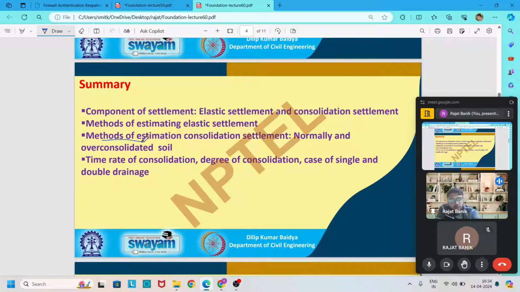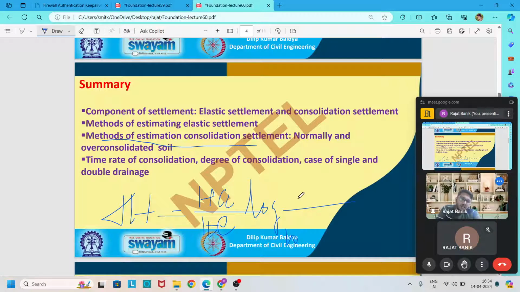And to find this consolidation settlement of the soil, we use delta H is equal to H into Cc, where Cc is the compression index, divided by 1 plus e0, into log10 of (sigma v dash plus delta sigma) divided by sigma v dash. Here sigma v dash is the vertical stress and delta sigma is the increment of pressure due to the construction of the foundation.